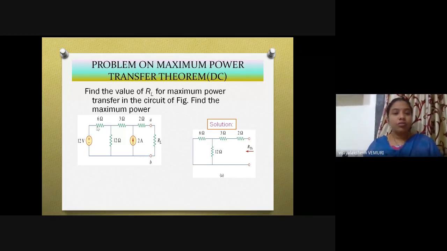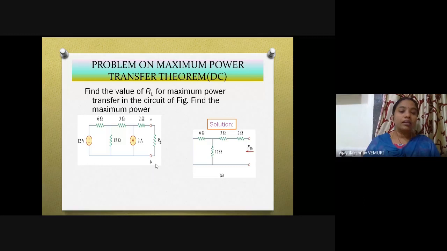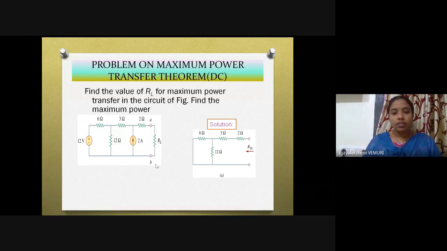So what is Thevenin's equivalent circuit? It is a circuit consisting of a single voltage source in series with a resistance, where the value of the voltage source is the open circuit voltage between the terminals wherever you are asked to find out the response, and R Thevenin is the equivalent resistance as seen from the output side into the circuit. That is what Thevenin's theorem is.